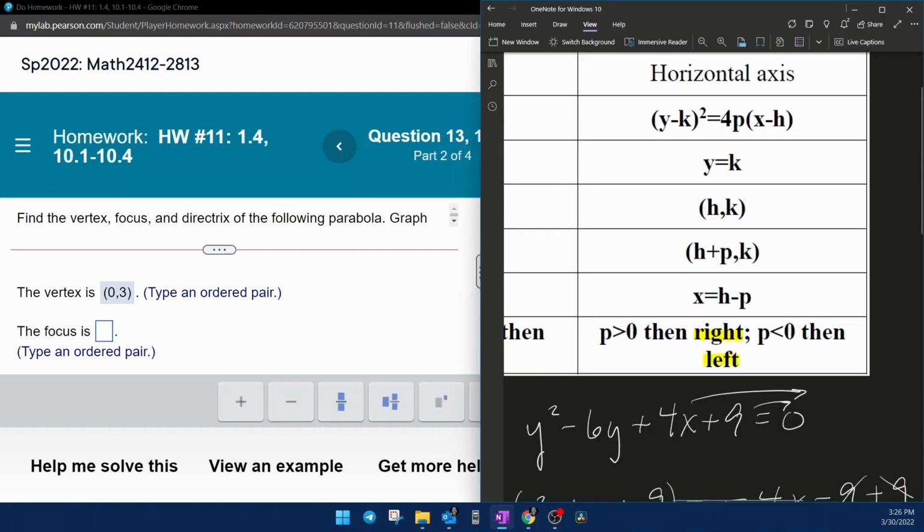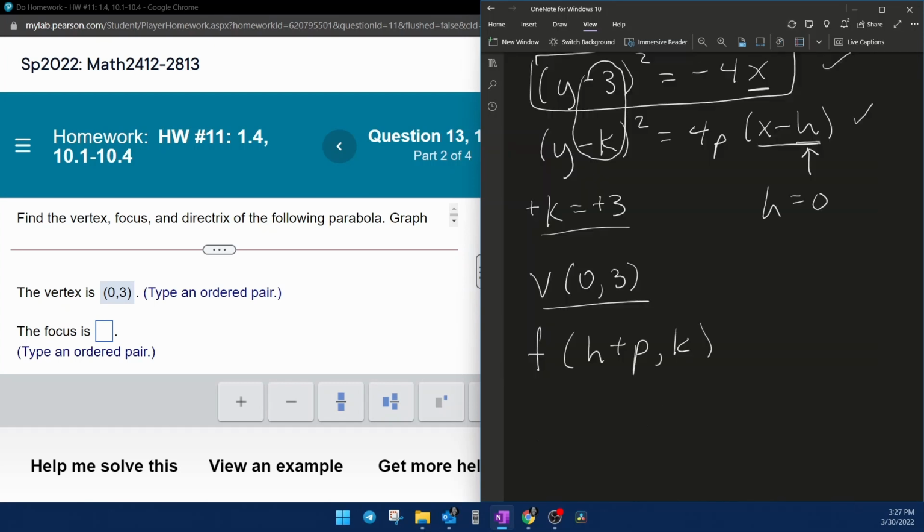Now, if I scroll back up to my formulas, notice that the focus is the ordered pair h plus p comma k. In order to find the focus, I'm going to have to know the value of p. So coming back up to my formula, if I circle the coefficient of x, we can see that 4p would have to equal negative 4. And dividing both sides by 4, that's going to tell us that p is negative 1.